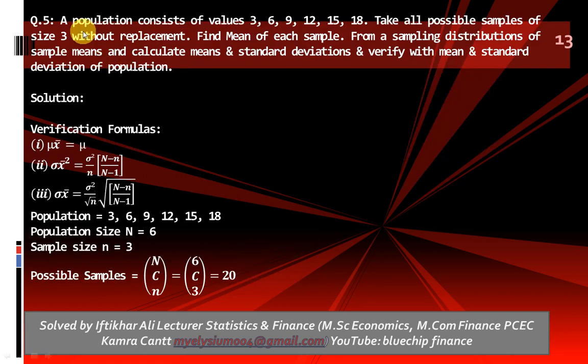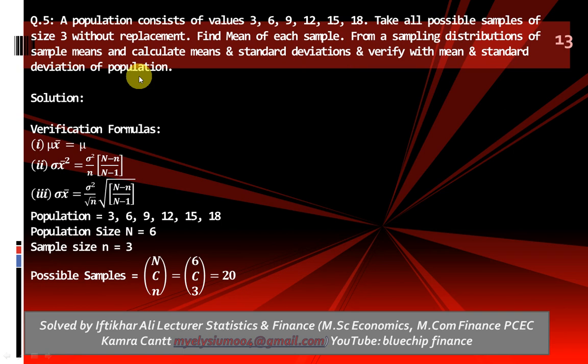Now we move to question number 5: a population consists of values 3, 6, 9, 12, 15, 18. Take all possible samples of size 3 without replacement. Find the mean of each sample, form a sampling distribution of sample means, calculate its mean and standard deviation, and verify with the mean and standard deviation of the population.